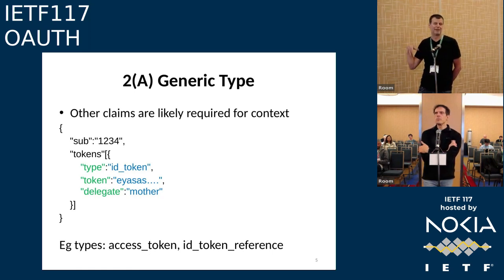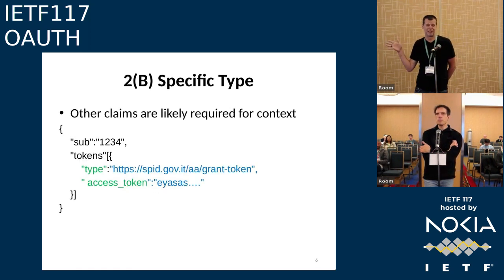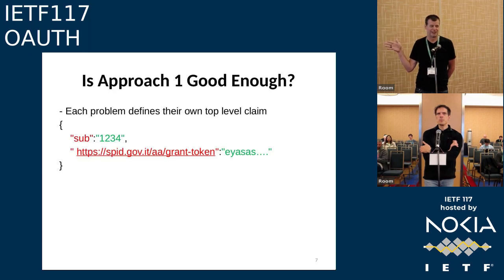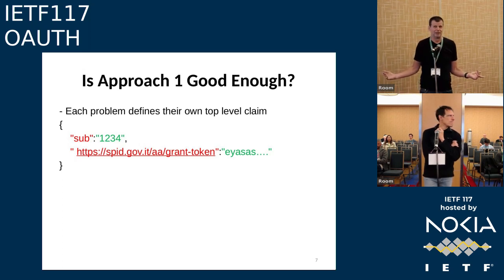I sort of gave my choices out of order. I did 2A and 2B because those are more aligned with what the doc is. And then the next one is option one, where we don't even spec a container and we just say, do people just define their own top level token? Per Lee's comments, why look in, if you're looking for some specific claims? You could just look at them at the top level.